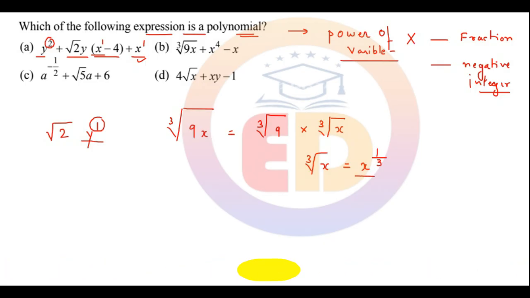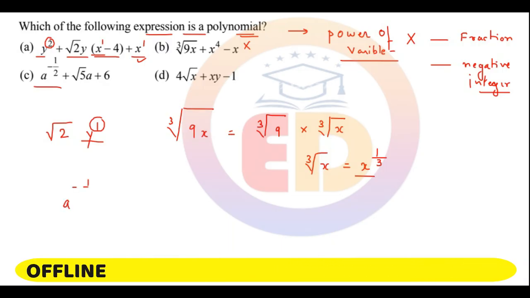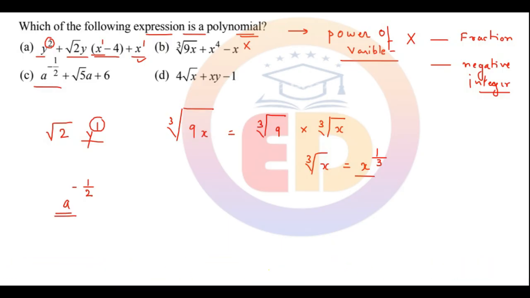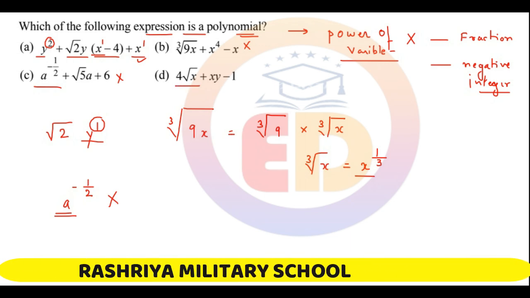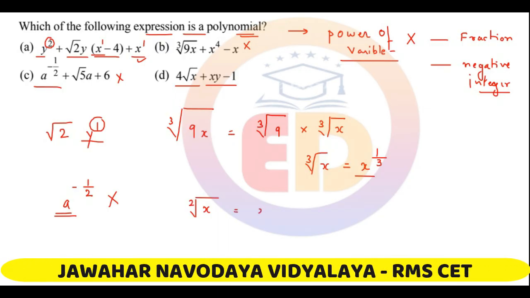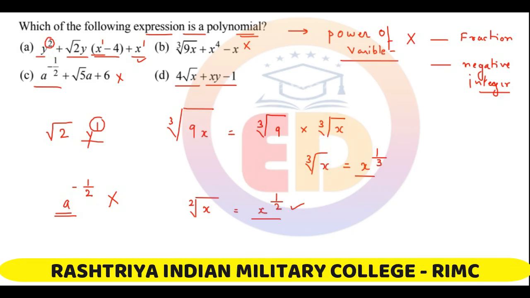power, so it cannot be a polynomial. Option C, a power minus 1 by 2. Now since the variable a has a negative as well as a fractional power, this will not be a polynomial. Option number D, 4 root x plus xy minus 1. Here the variable is root x. Root x means square root of x, which is x power 1 by 2. So the power of the variable is a fraction. So this is also not a polynomial.